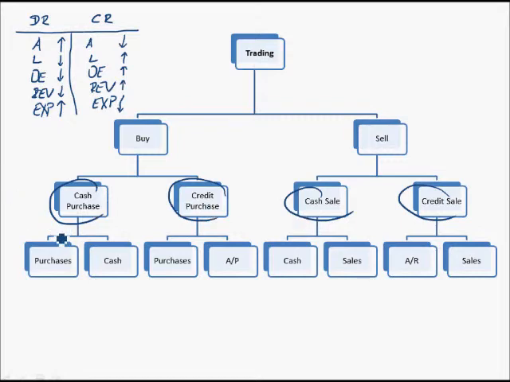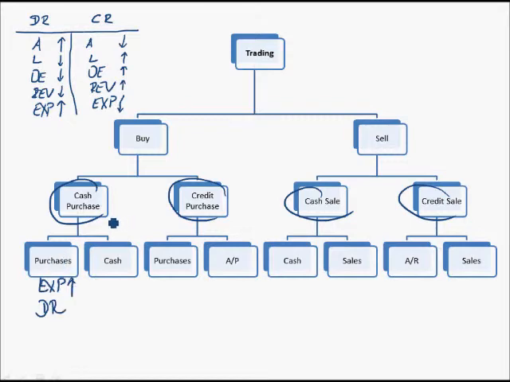So one by one, I'll start with cash purchase here. Cash purchase impacts on 2 accounts, purchases and cash. Now we know that purchases is an expense account. Purchase is an expense. And the question I have to ask is, what happens to my expense when I make a cash purchase? Well, when you're spending your money, your expense goes up. Now we see that increasing expense up here is in debit column, so therefore purchases will be debited.